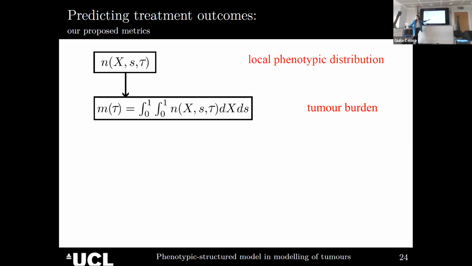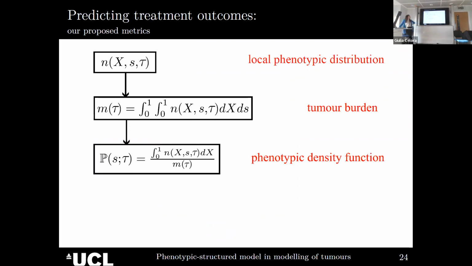So this is our first predictor. If we then take our local phenotypic distribution, integrate over space, and divide by the total mass, what we obtain is basically a probability. That's the probability that by taking a random cell in our tumor at a certain time, its phenotype will be S.